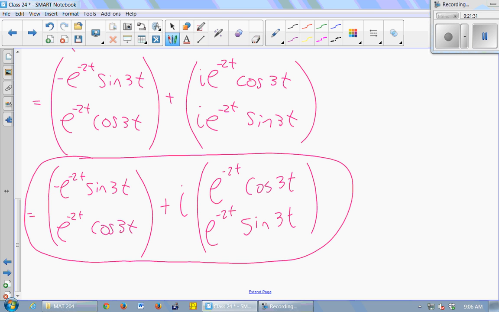What's the matter? Where? What cosine 3t? This, that's positive. Yep, that's positive.